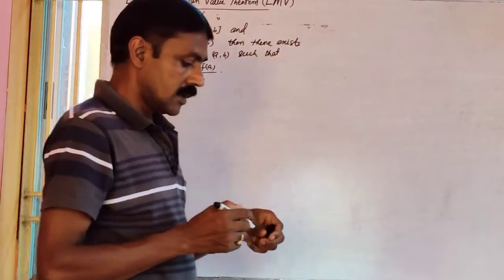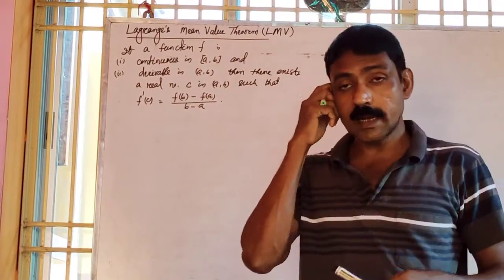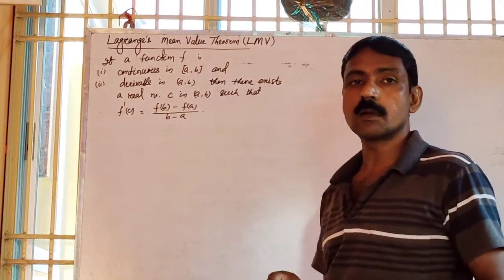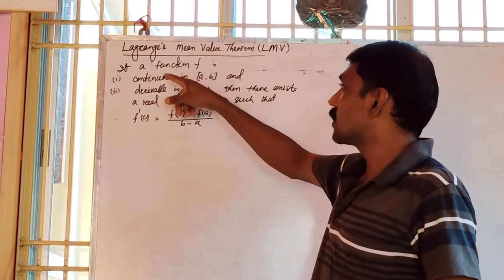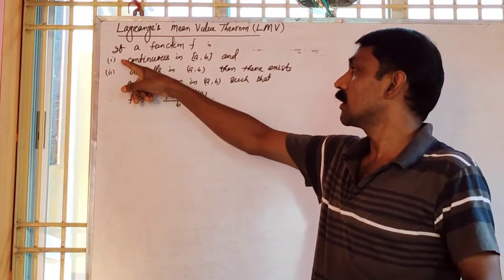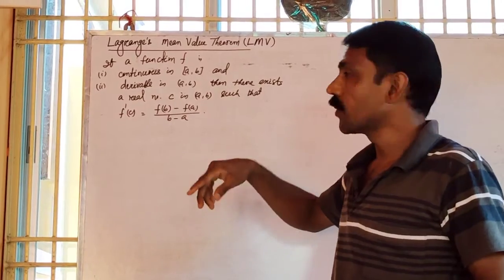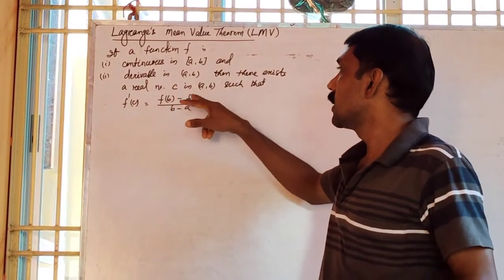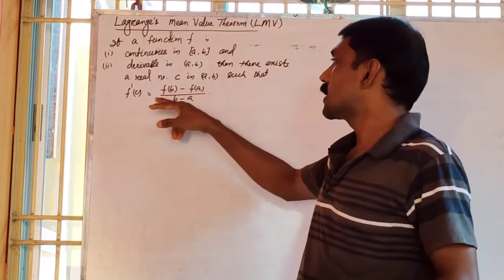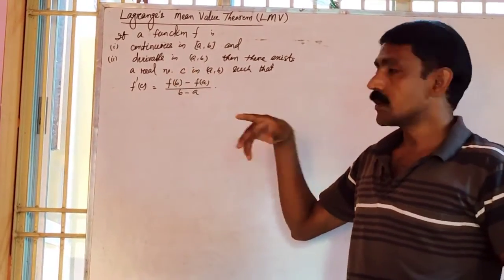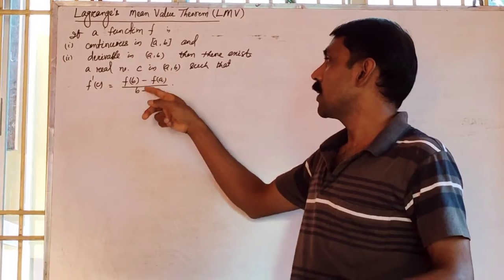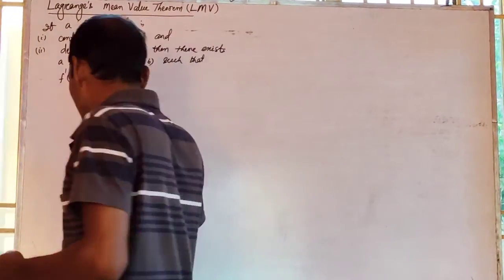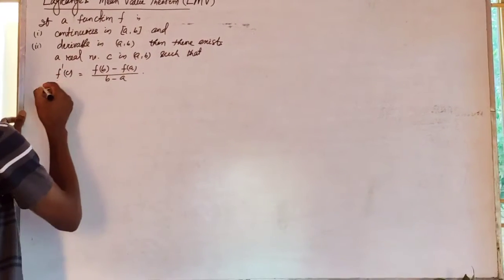You see, the statement of Rolle's theorem and the Lagrange mean value theorem are almost the same. Only here the third condition is not there. Otherwise, these two conditions were also there in Rolle's theorem: it is continuous in the closed interval, differentiable in the open interval, then there is at least one real number c in between a and b so that f dash of c equals f of b minus f of a by b minus a. Okay. Now what is the geometrical meaning?